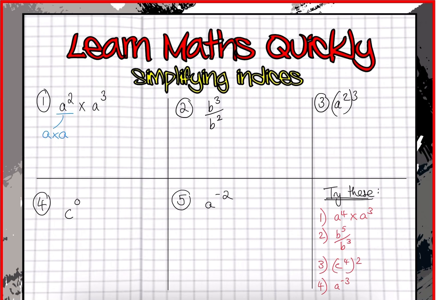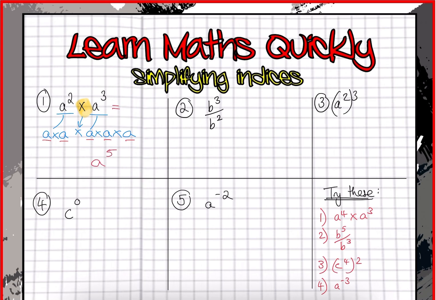And then if we look at the next bit, a cubed, that's the same as saying a times a times a. And then if you look at your multiplication sign, we can bring that down into the middle here. So now, all you need to do is look at how many a's are multiplied together. 1, 2, 3, 4, 5, which means that your answer is a to the power of 5.